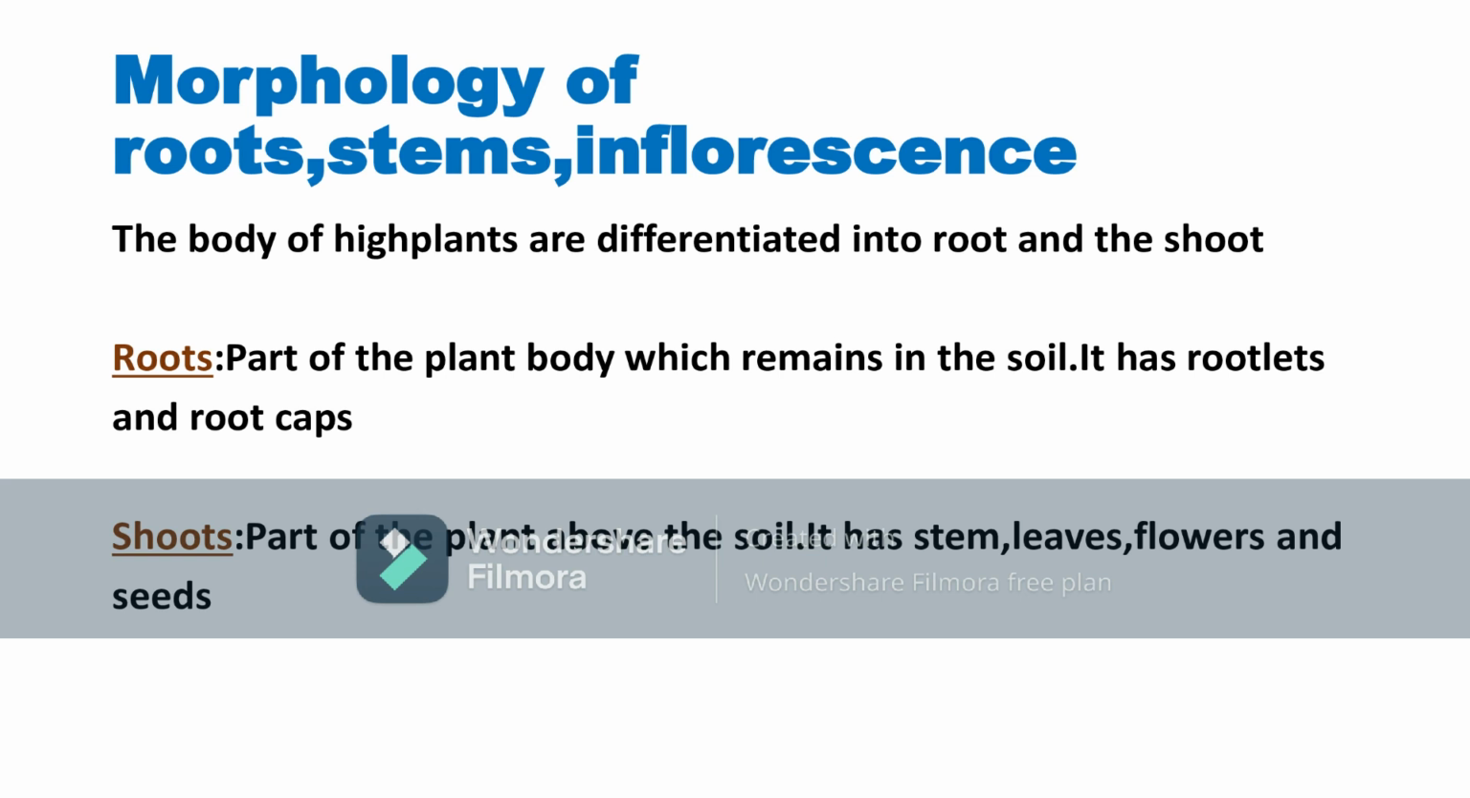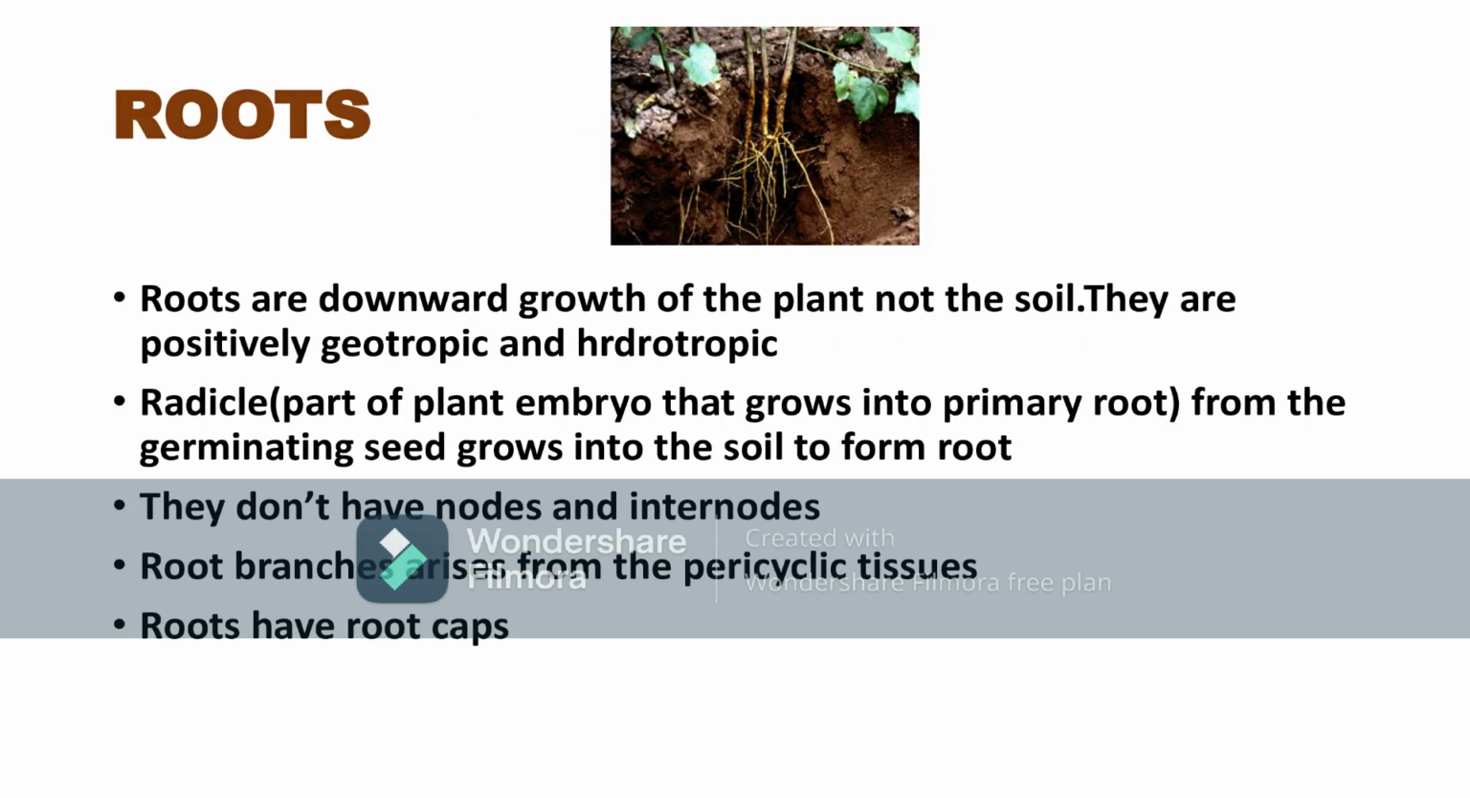First, we will see the roots. The body of higher plants is differentiated into root and shoot. Roots are parts of the plant body which remain in the soil. They have rootlets and root caps. Shoots are the parts of the plant which grow above the soil. Shoot has stem, leaves, flowers and fruits.